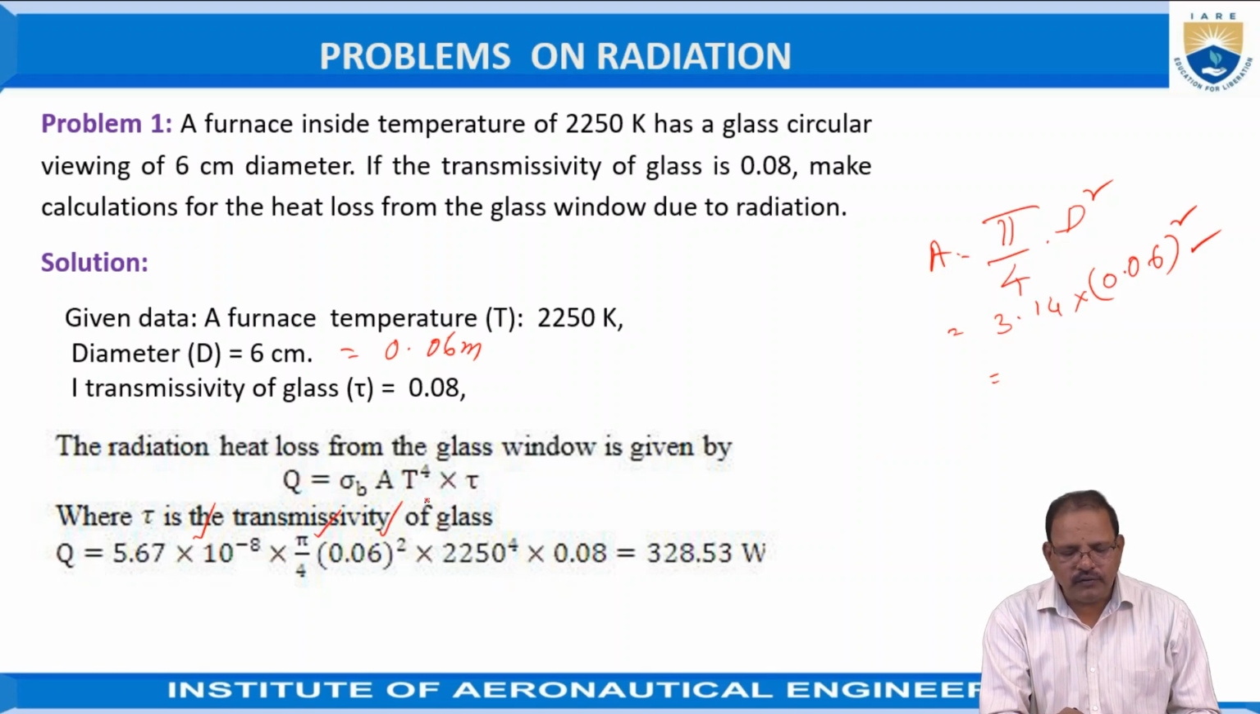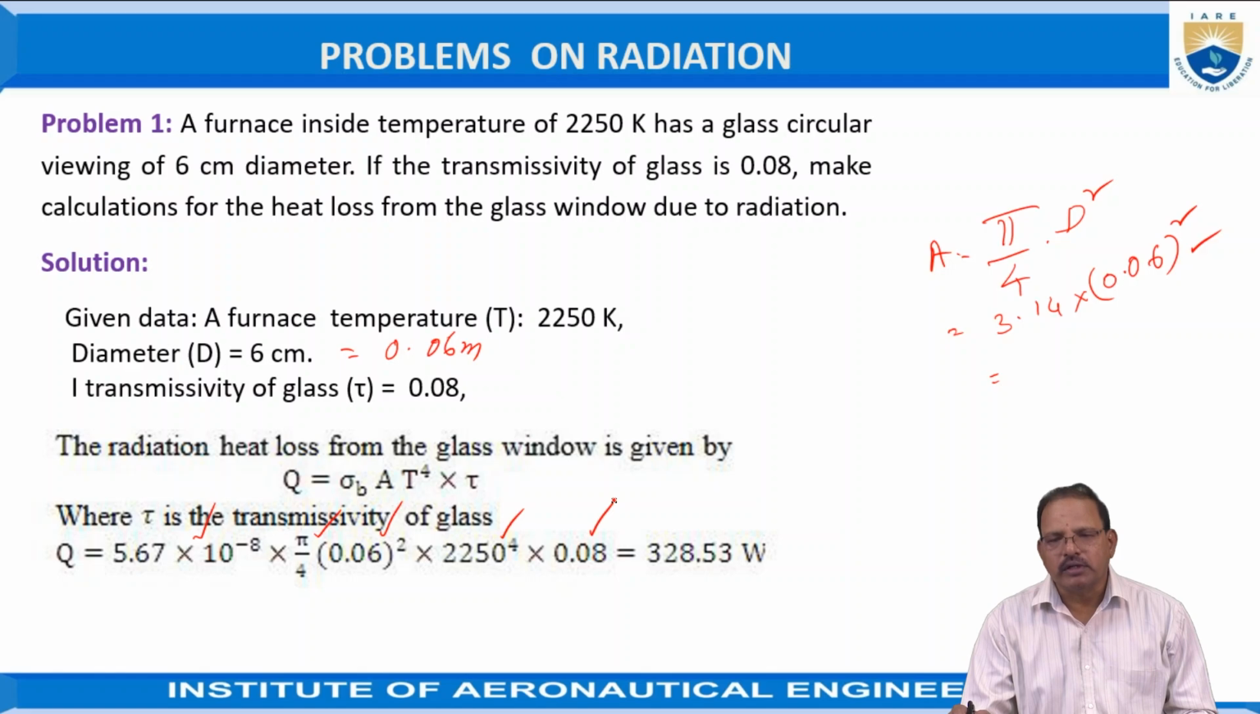Into T to the power of 4, that is the temperature. Temperature is always expressed in degree Kelvin only. According to the problem, it is given 2250 to the power of 4 and the transmissibility is equal to 0.08. After doing the calculations, we got this value equal to 328.53 watts. This is the amount of heat energy transmitted through the window.